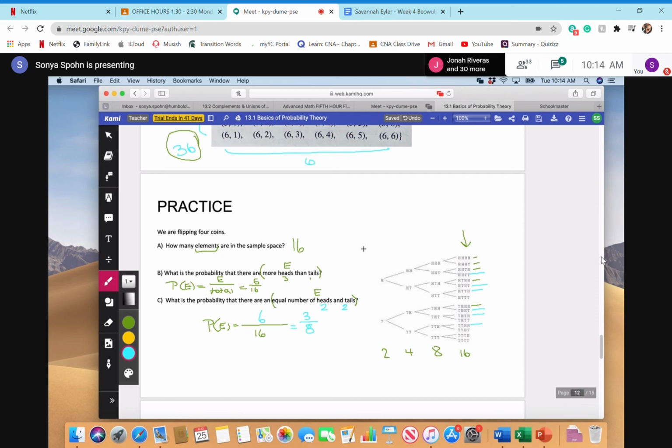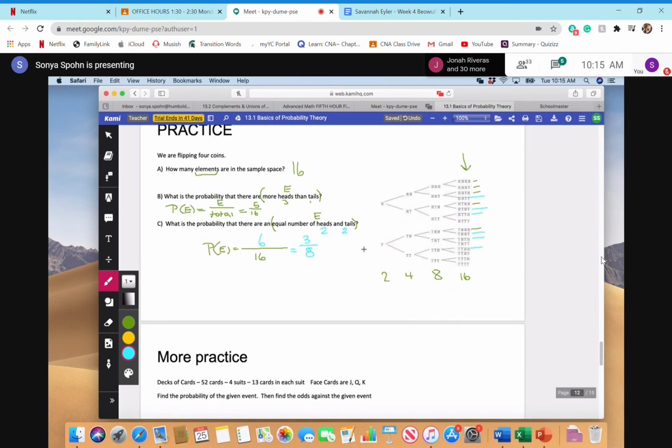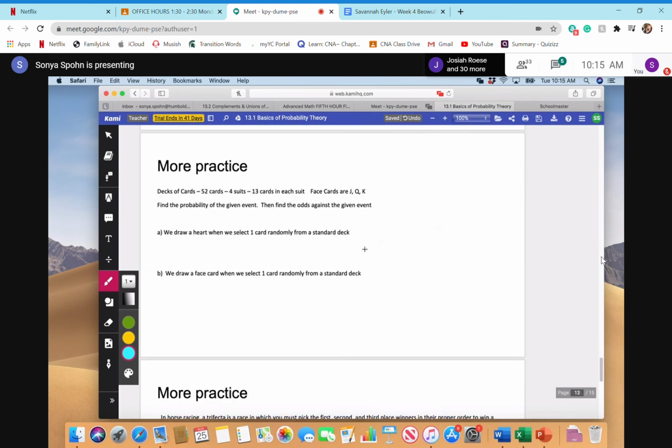So probability isn't that bad. Okay, it's kind of simple. Everybody good with that? All right, so let's do the thing with the cards.